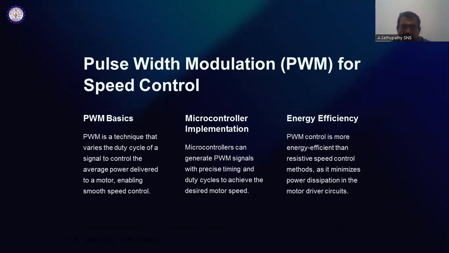The next one is microcontroller implementation. Microcontrollers can generate pulse width modulation signals with precise timing and duty cycles to achieve the desired motor speed. So that is how the microcontrollers work. Then energy efficiency. Pulse width modulation control is more energy efficient than resistive speed control methods, as it minimizes power dissipation in the motor drive circuits.